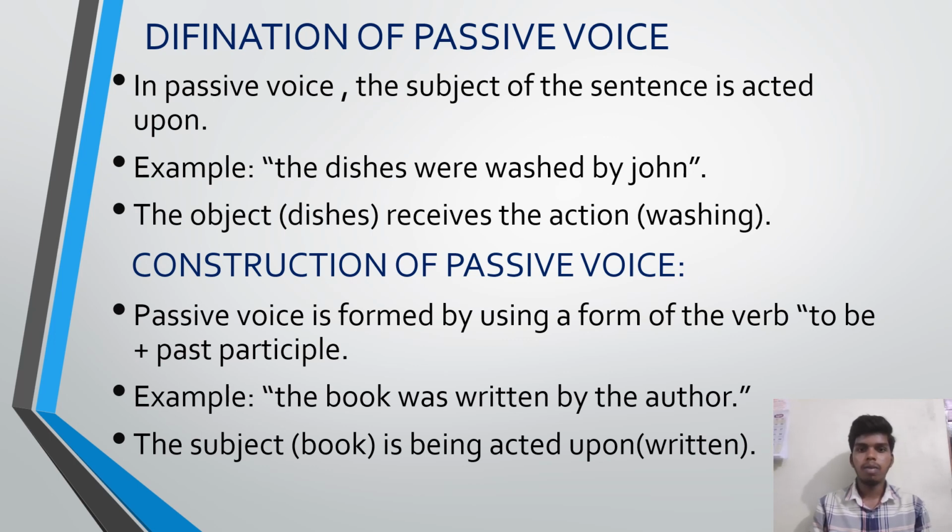Construction of passive voice. Passive voice is formed by using a form of the verb to be plus past participle. For example, the book was written by the author. The subject book is being acted upon, written.